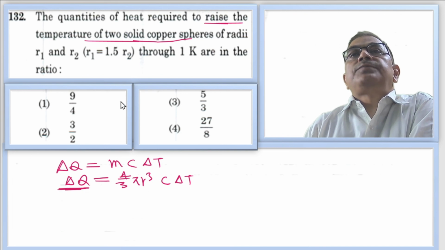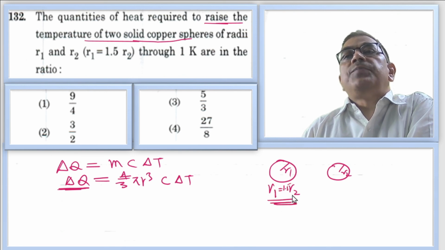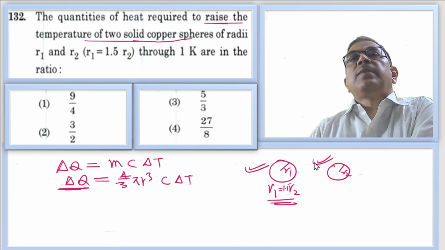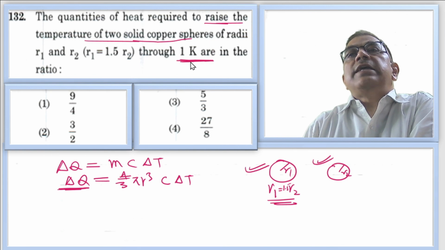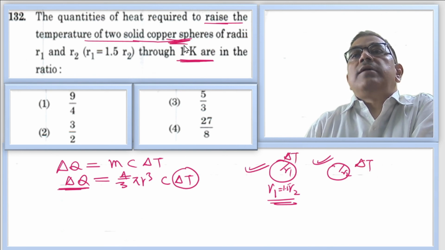Now over here, the two spheres have radius r1 and radius r2, and r1 is equal to how much? r1 is equal to 1.5 times r2. This sphere is slightly bigger than this. Is it okay? And the rise in temperature in both cases is 1 Kelvin. So delta T is the same for both. Both are copper, so specific heat is also the same.